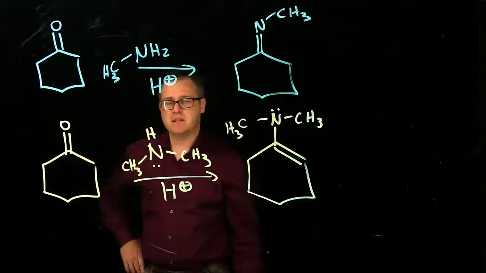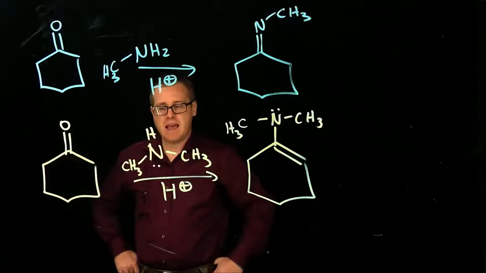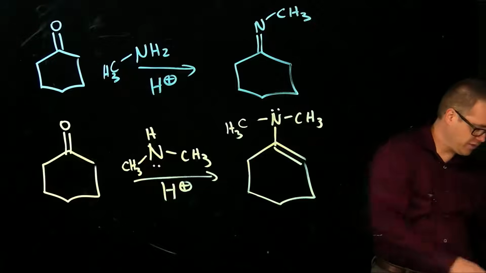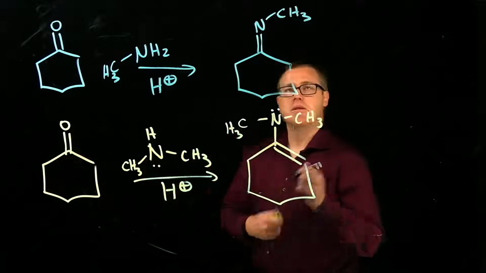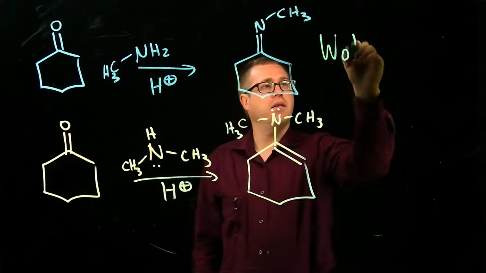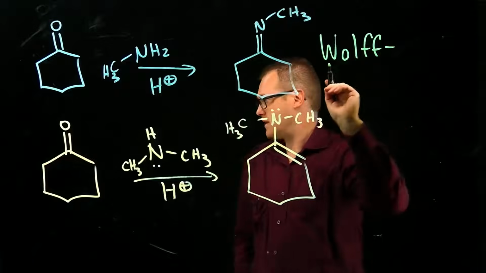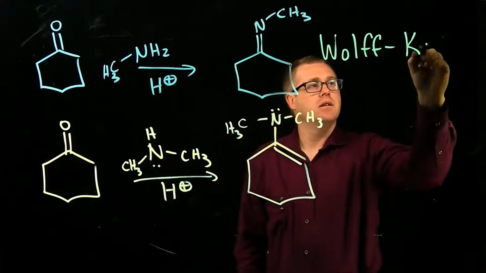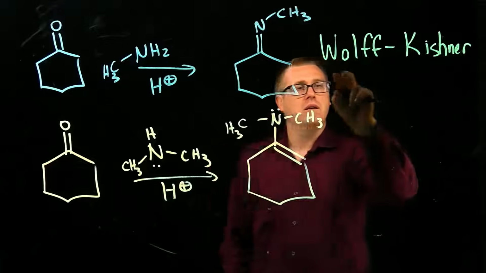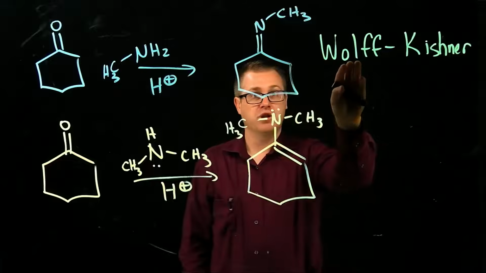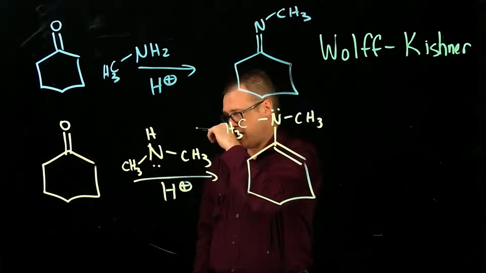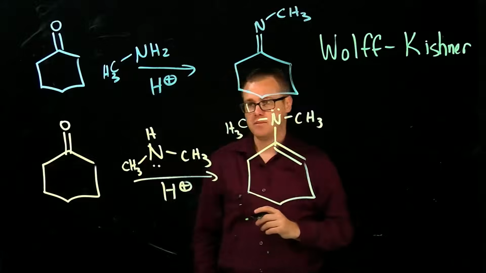The next reaction that we're going to look at is a reduction, and it's called the Wolff-Kishner reduction. Don't want to misspell this. So Wolff with two Fs and Kishner. Pretty sure Wolff is a German chemist and Kishner is a Russian chemist who discovered this process.